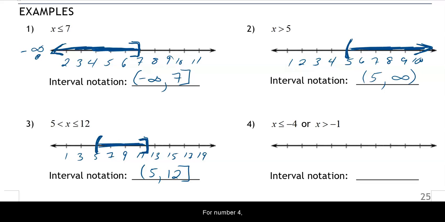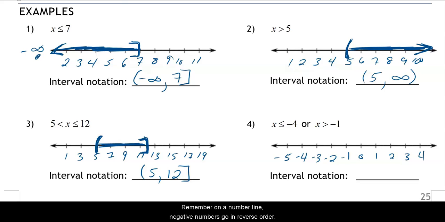For number 4, we have an OR statement. In most cases, an OR statement means our number line is going to go in opposite directions from each other. Okay, so x is less than or equal to -4, or x is greater than -1. So I'm going to go ahead, I'll put -4 kind of down here, -4, -3, -2, -1, 0, 1, 2, and keep going.